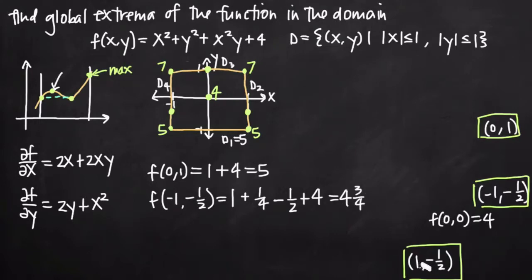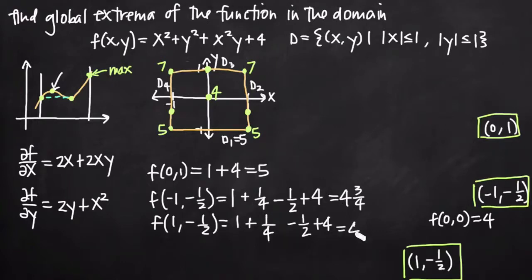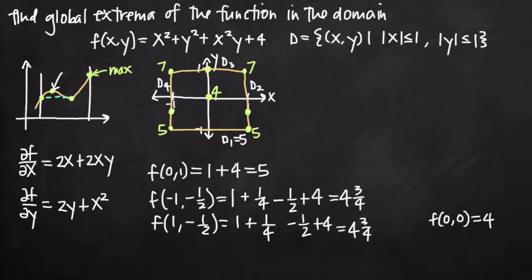Now finally, let's plug in the point 1, negative 1/2, so f of 1, negative 1/2. When we plug that in, we'll get 1 plus negative 1/2 times negative 1/2 is a positive 1/4. Then we'll get minus 1/2 and then plus 4. That's exactly the same arithmetic we ended up with here, so we know that our result is going to be 4 3/4.